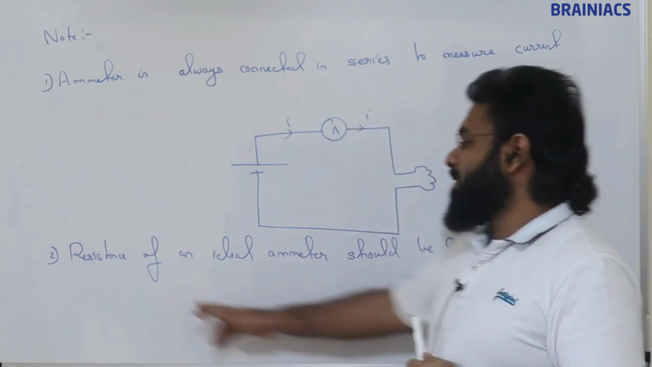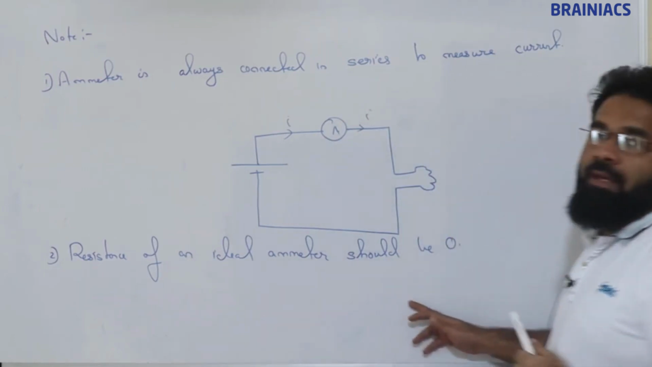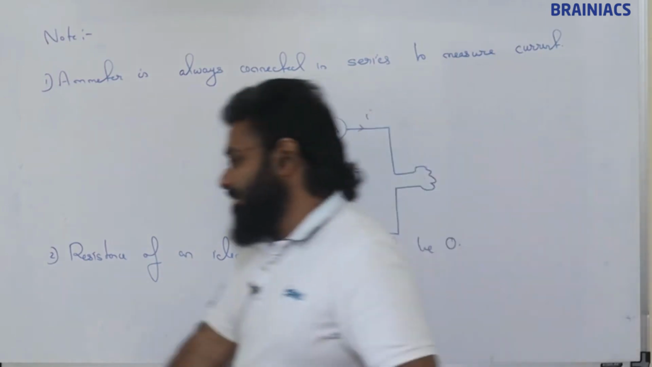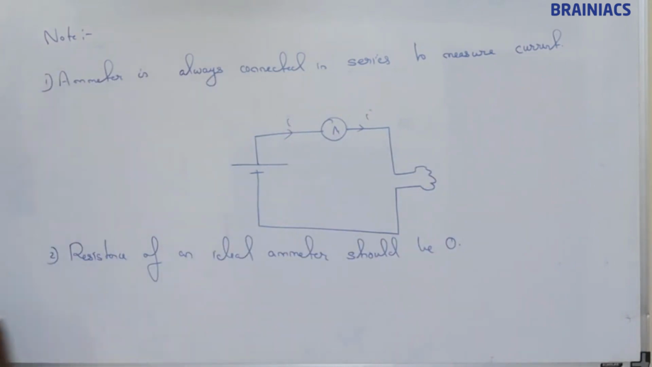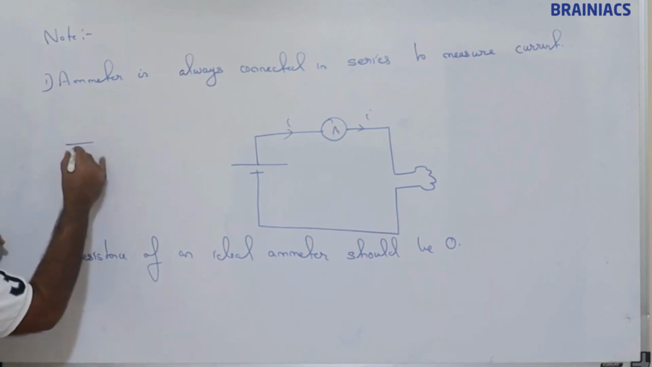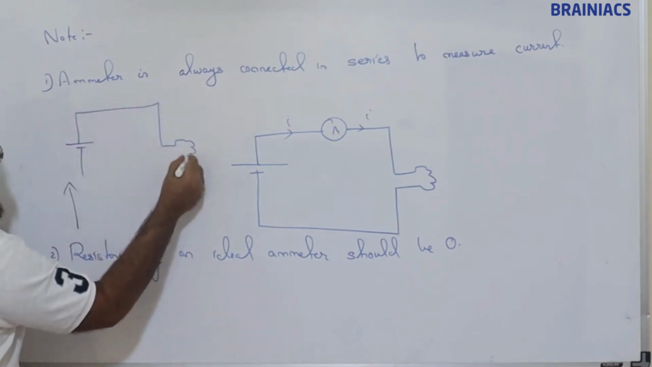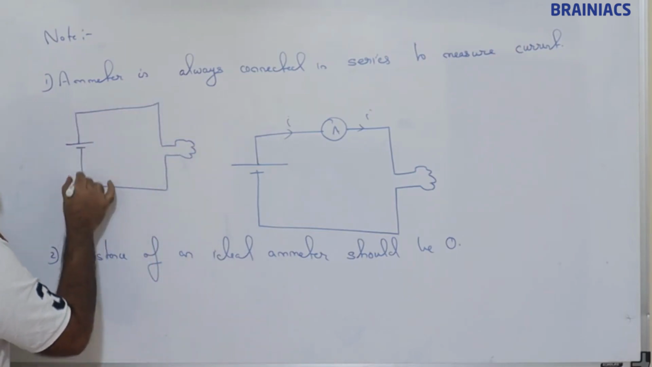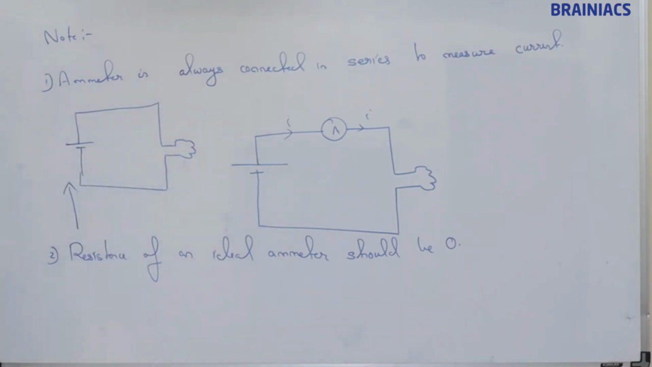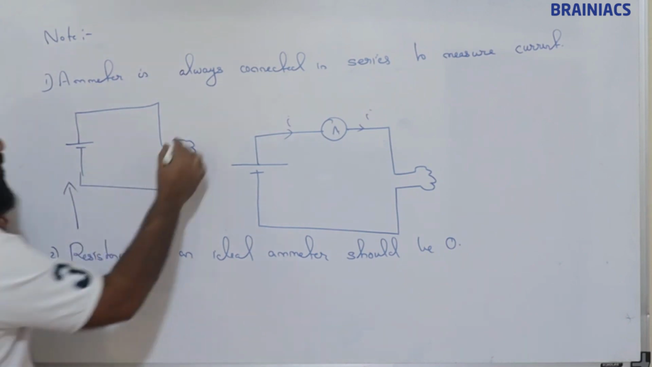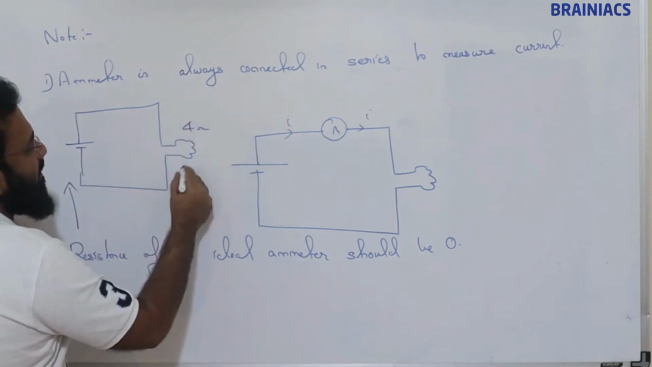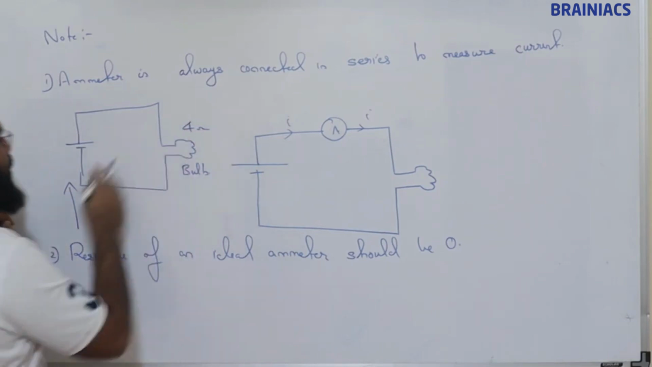Another point is the resistance of an ideal ammeter should be 0. Why are we saying this? Just look at this circuit. Suppose we connect, this is a bulb. The bulb is nothing but a resistance. Say, for example, this bulb resistance is 4 ohm.